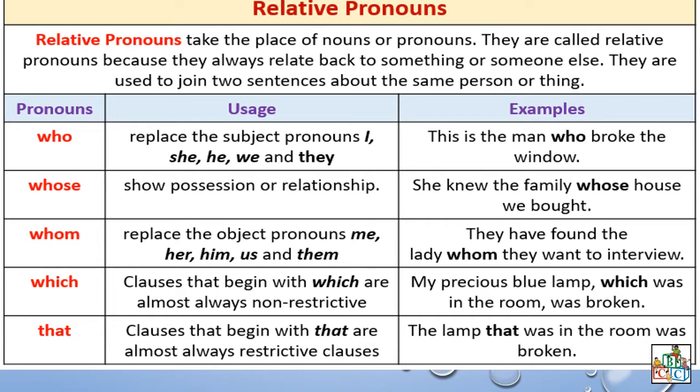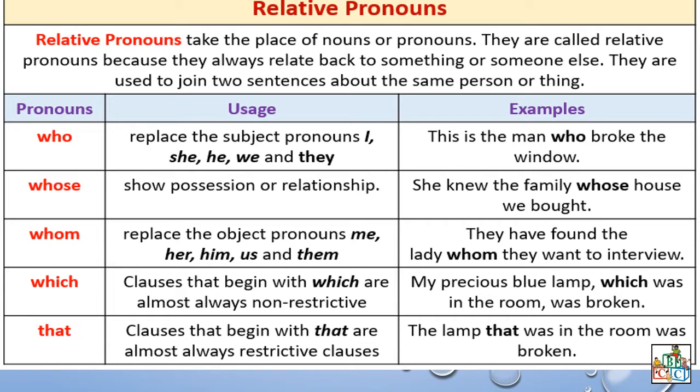So now let us move on. As you can see in the table, you have some relative pronouns, when we are going to use them, and some examples. So let us take a look. We are going to start with who. Who is used to replace the subject pronouns I, she, he, we, and they. For example, this is the man who broke the window.